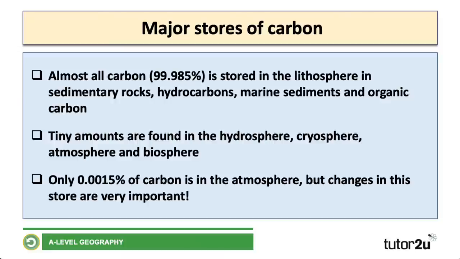So we just looked at stores of water, and we're thinking now about stores of carbon. So almost all of carbon is in the lithosphere. That is in the form of sedimentary rocks. So you've got those ocean sediments that sink down to the bottom of the ocean and become compressed into those sedimentary rocks. We've got hydrocarbons, so your fossil fuels, your oil and your coal. You've got the marine sediments and you've got organic carbon. There are only tiny amounts of carbon in the hydrosphere, cryosphere, atmosphere and biosphere.